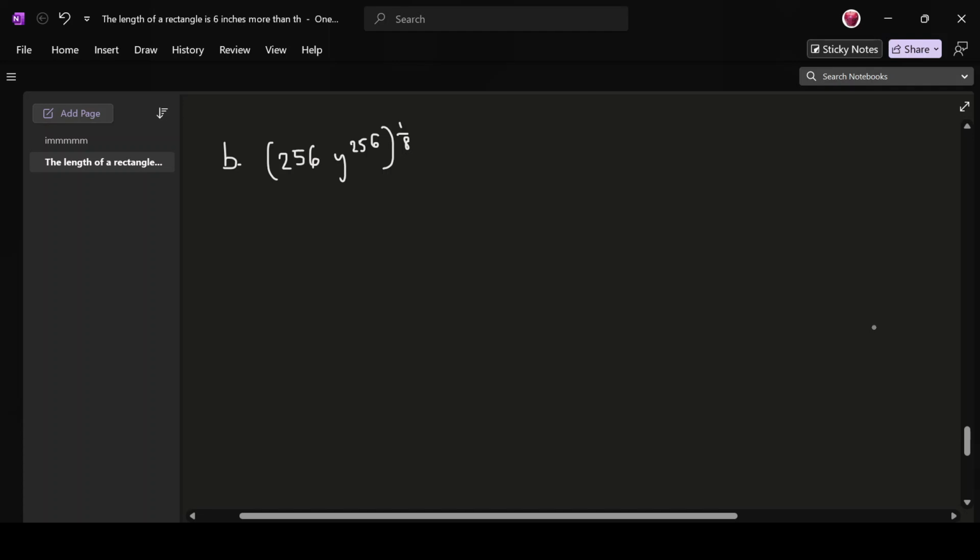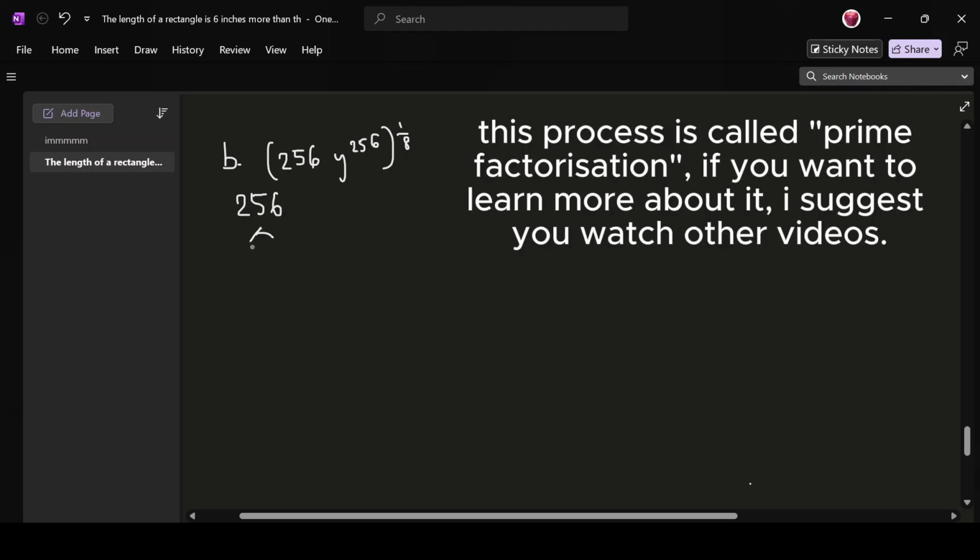256 y to the power of 256, all to the power of 1 over 8. Well, first of all, let's convert this into index form first. So 256 is divisible by what prime number? What is the lowest prime number that it can be divided with? 2, right? So we divide by 2, and you get 128.